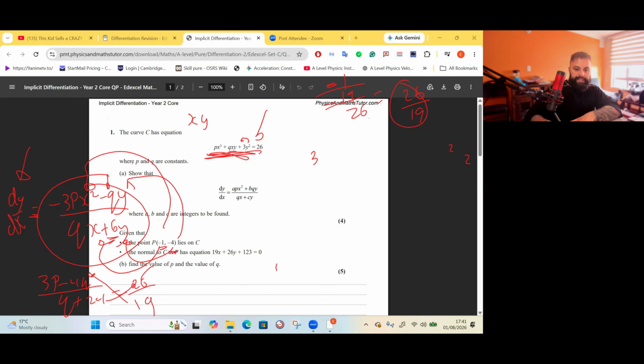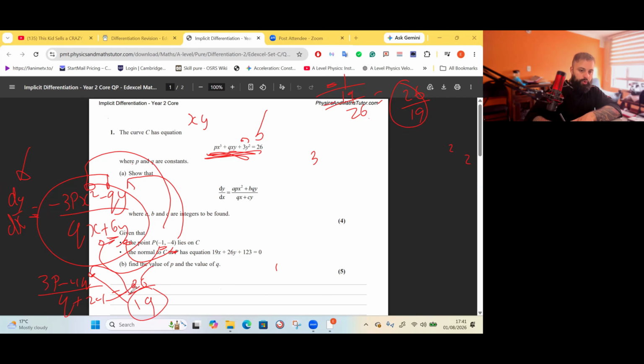So if I do 19 times all of this, the 3p minus 4q, I get this. And if I do the q plus the 24 times the 26 over there, I get that. Now, this is minus 76q. I bring that to the other side, and I get this. And then, if you remember the previous equation, p minus 4q equals 22, I could see this is 57p.